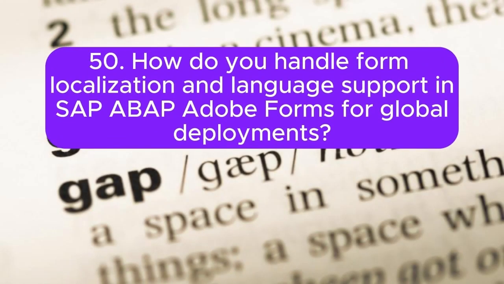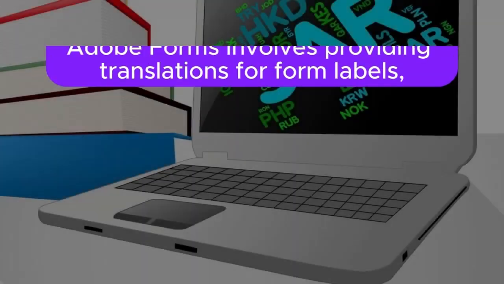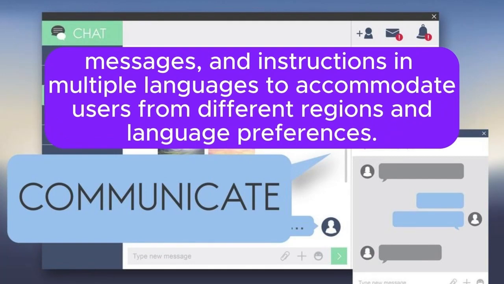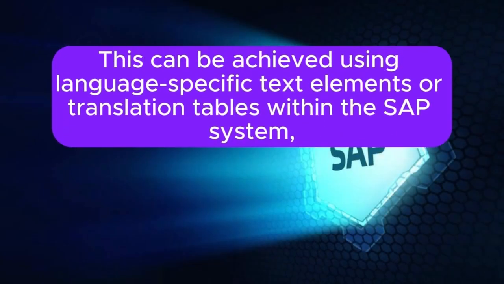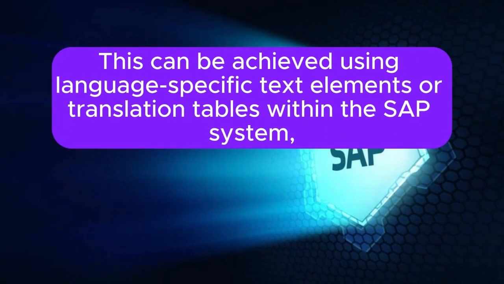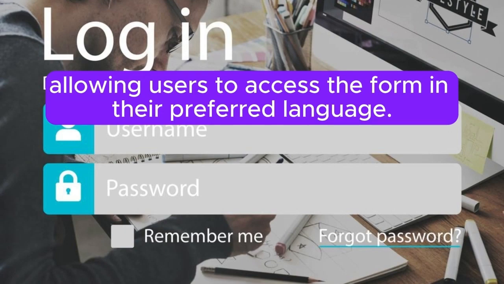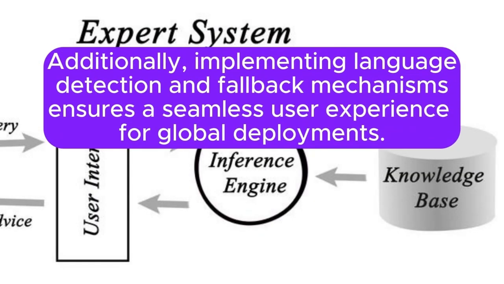50. How do you handle form localization and language support in SAP ABAP Adobe Forms for global deployments? Answer. Handling form localization and language support in SAP ABAP Adobe Forms involves providing translations for form labels, messages, and instructions in multiple languages to accommodate users from different regions and language preferences. This can be achieved using language-specific text elements or translation tables within the SAP system, allowing users to access the form in their preferred language. Additionally, implementing language detection and fallback mechanisms ensures a seamless user experience for global deployments.